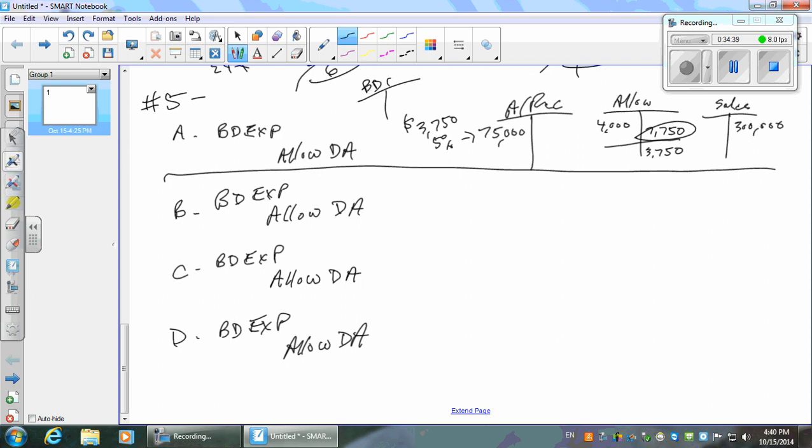Bad debt expense. You don't have to write that down if you don't want to. But 7,750 is going over here. That's the entry, isn't it? So 7,750 and 7,750. You practice a few of these, you can't miss them.